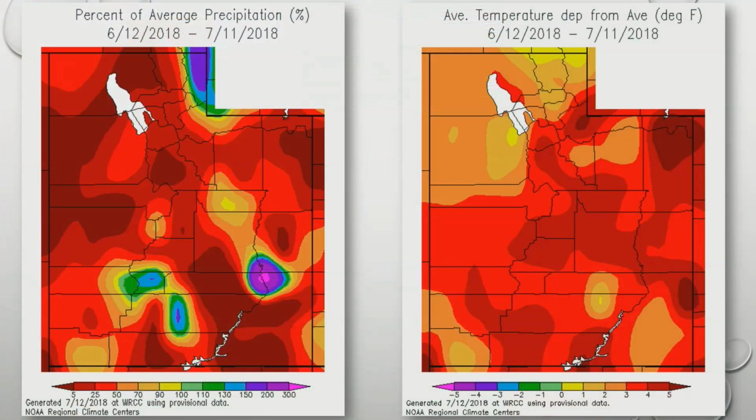And these are just a couple more examples of some of the products: percentage of average precipitation. That's looking at the last month. On the left-hand side, you can see it's been pretty dry. June's normally pretty dry. And you can see a couple areas that got some storms in the southern half of the state. Temperature departures from average for that time period. Obviously been warm, as it's been across the western US.